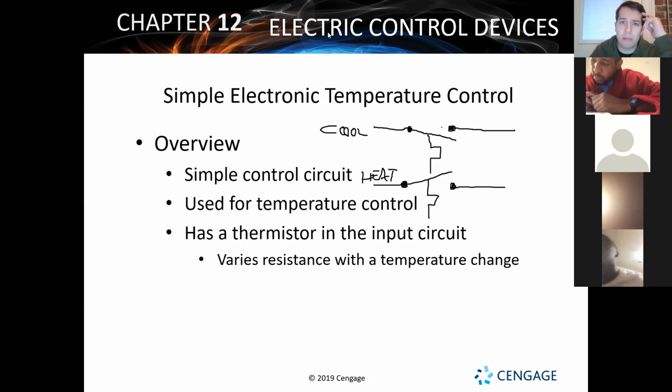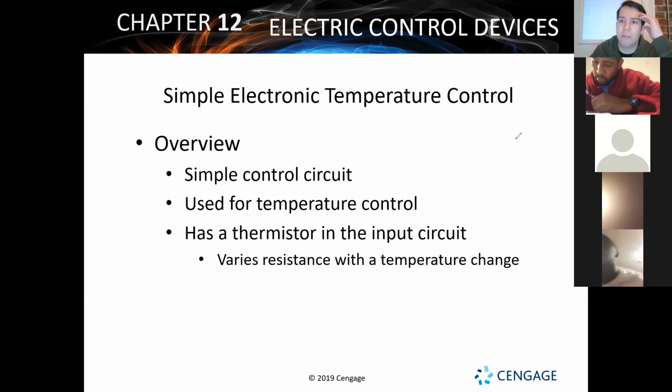So as far as the very, very basics of it, that's what you're going to see a lot of times, at least for cooling and heating. Depending on how complicated you want it to get, you can add more and more switches, more and more cooling and heating controls, to make it so that you've got more control over a space. That's the whole idea with it.